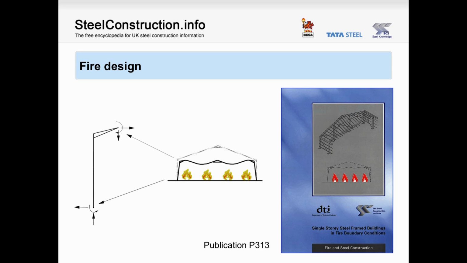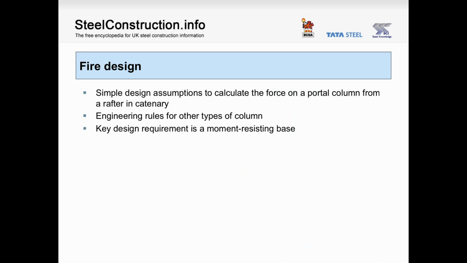So there is a publication which gives full details. That's publication P313, and you can see the general philosophy that if a fire occurs within a portal frame, the rafter loses strength as it warms up, it starts to collapse, it forms a catenary, and in doing so applies an inward horizontal force at the top of the column, and that's the overturning moment which must be resisted by the base. There are relatively simple design assumptions which determine the size of that horizontal force and therefore the value of the overturning moment.